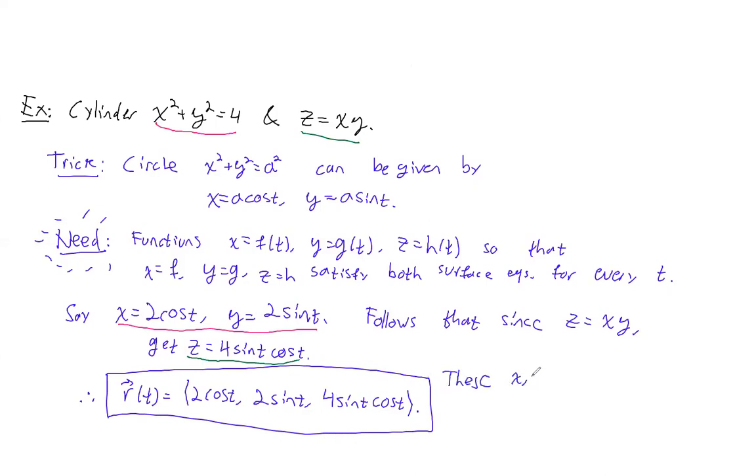these x, y, z functions, both of the original equations, x squared plus y squared equals 4, and also z equals xy. And if you're not convinced of this, then I can show you how.